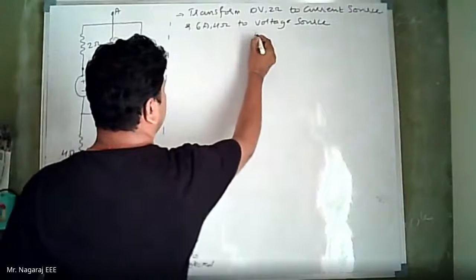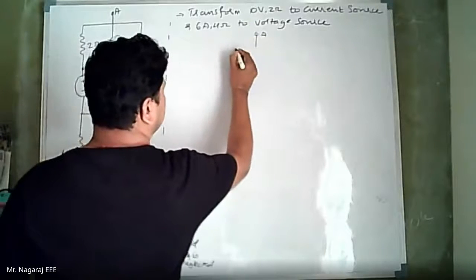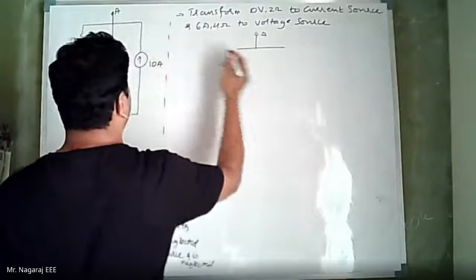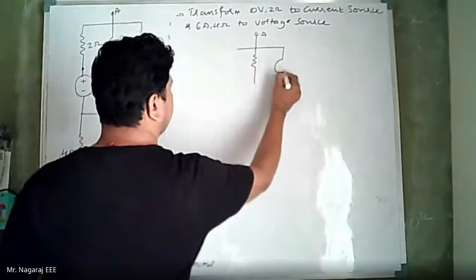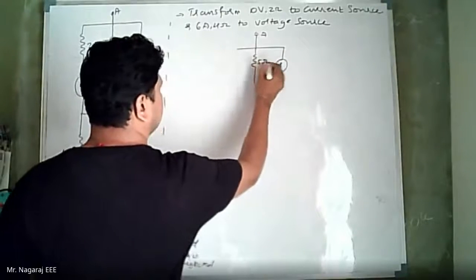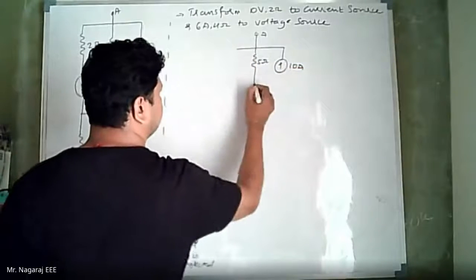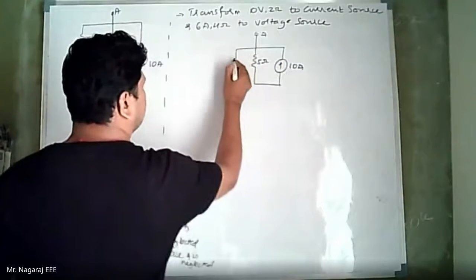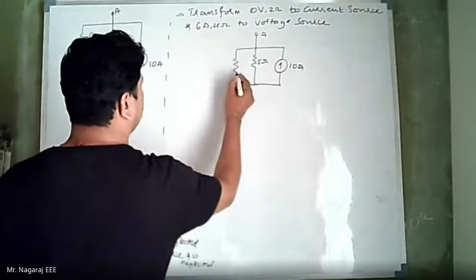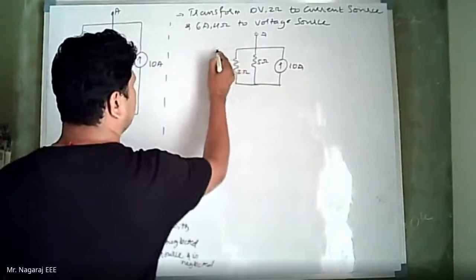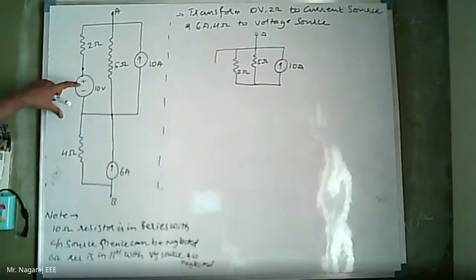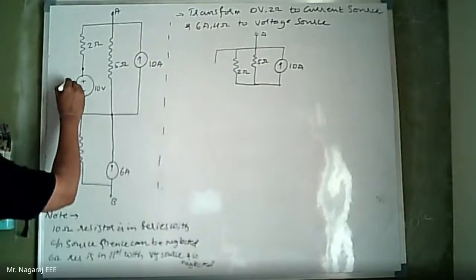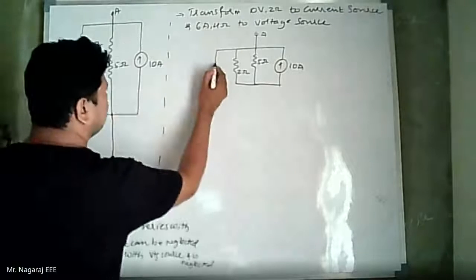So what do I get now? This is terminal A. Already I have 5 ohms and 10 amperes. I will get 2 ohms and one more current source. Now the direction of the EMF of the source is upward, positive sign is upward, so the arrow mark will be upwards for this current source.